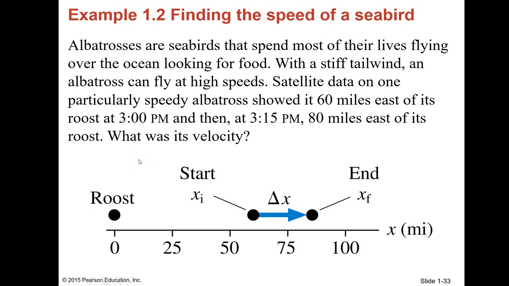All right, so we have birds that fly over the ocean. They can fly at high speeds. The satellite data of one particular speedy albatross showed it 60 miles east of the roost at 3 o'clock, and then 15 minutes later, it was 80 miles east. What was its velocity? So here's the motion diagram for this particular bird. The roost is 0. That's your origin. So it starts off 60 miles east, ends up 80 miles east. So there's our dot, and there's our displacement. We're going to take displacement divided by time to figure out our velocity.